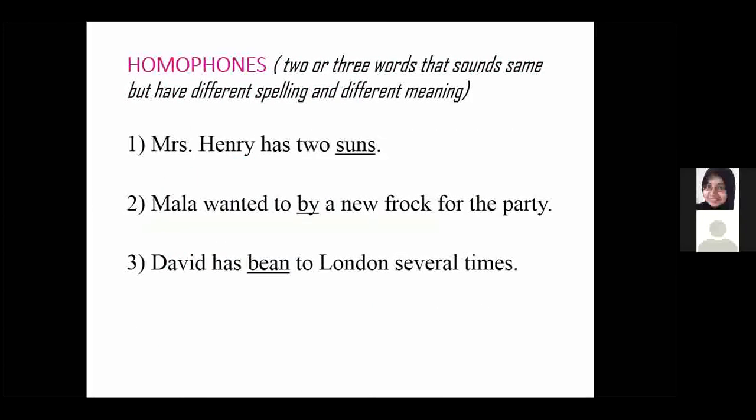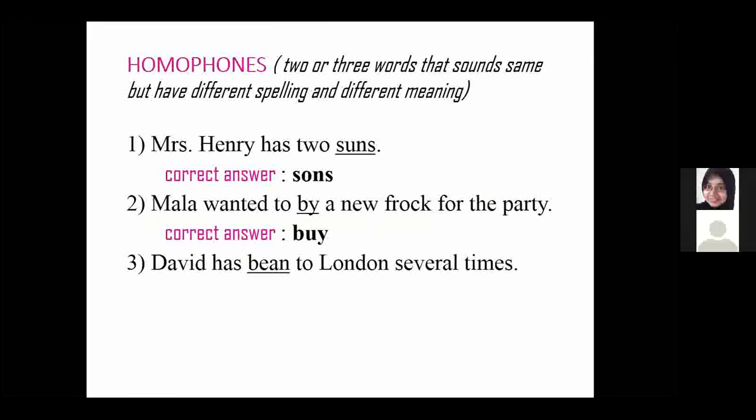You might have studied this one, right? Two or three words that sound the same. The pronunciation is the same, but they have different spelling and different meaning. Here see, Mrs. Henry has 2 sons, right? You can clearly see that son is an error. So what is the correct answer? Yes, you have got it correct. That is sons, right? Mala wanted to buy a new frock for the party. B-Y, buy, is a wrong one. So what is the correct answer? B-U-Y, buy, you give money and buy things, right?